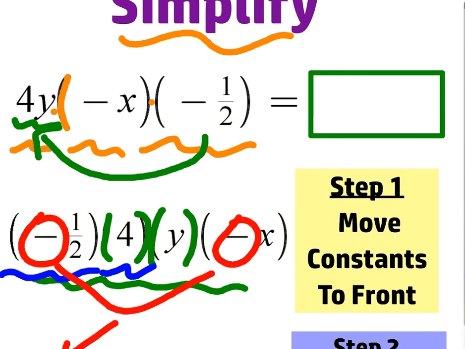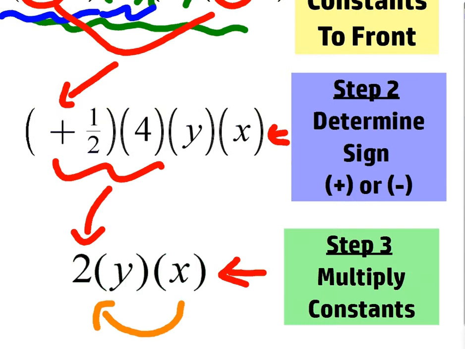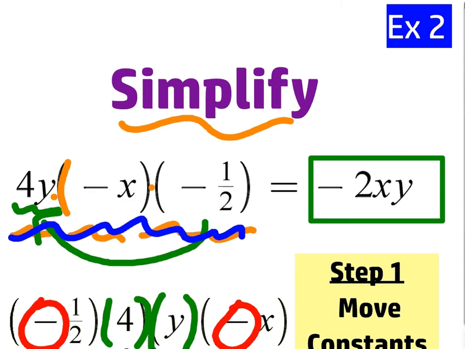Let's read our original question together. 4y times negative x times negative 1/2 gives you negative, wait, that's not negative 2xy, it's positive 2xy. Let's put a positive sign out front, and I'll fix that later. Gives us positive 2xy, and you don't need the positive, you could just write 2xy without it, but anyway, I had to change that, so final answer, 2xy.